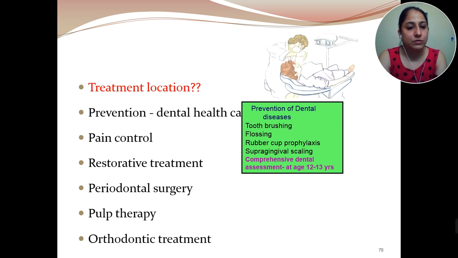Comprehensive dental assessment should be done at the age of 12 to 13 years. So this is basically done so that we know what treatment the child might require in the future. Probably if the myofunctional therapy is given at this age, we might avoid extractions at a later stage for orthodontic treatment.